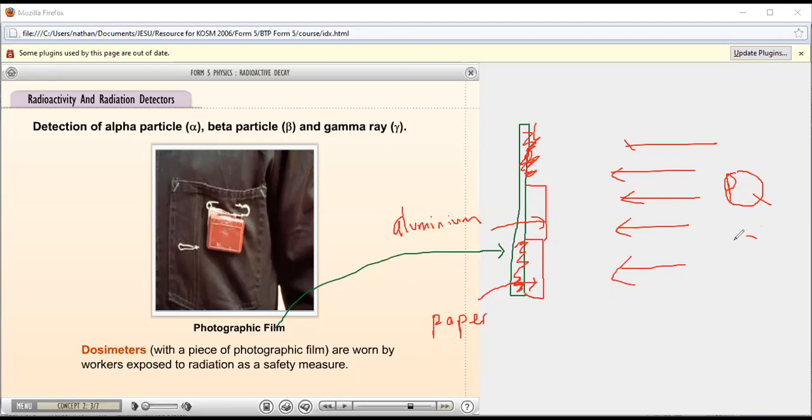Let's say you have another radiation S. So all the film is darkened. That means we know that it's gamma, because aluminium with few millimeter thickness it can enter. So we know it's gamma ray. So this type of detector, the photography plate, can detect all alpha, beta, gamma.